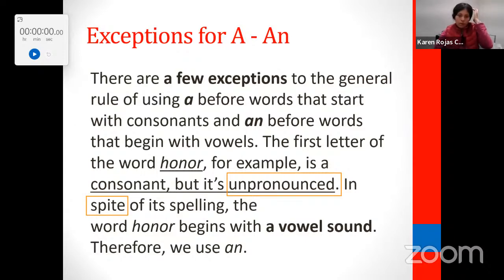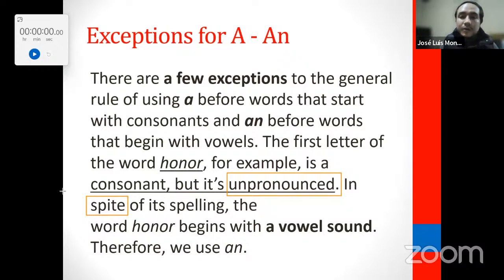Therefore, we use an. Good. So honor, good. In this case, sometimes we pronounce the H, right? And you would say a hospital because it's correct, hospital. But in this case, you don't say honor with an H, right? As you did it in the beginning, it's very good, honor. So as the sound is a vowel, we say it's an honor to meet you. You don't say it's a honor, right?